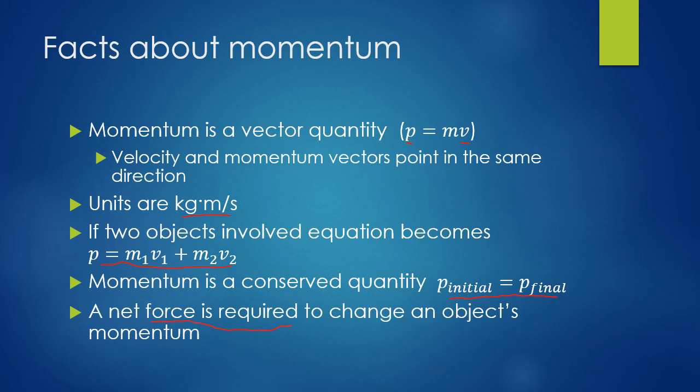So when we looked at impulse, change in momentum, we needed a force applied over a certain amount of time to change an object's momentum, right? If an object's moving, how do you stop it? With a force. So that's all that last bullet point is implying.